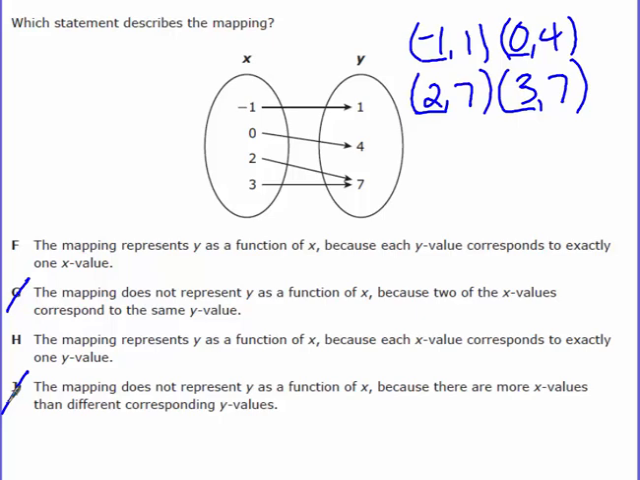And f says the mapping represents y as a function of x because each y value corresponds to exactly one x value. So we've got y value correspond to x, y to x, y to x, but this y value corresponds to a different x, but it's the same y value. Okay, so the y value corresponds to exactly one x value. This y value corresponds to two x values. So that one's not correct. Okay, we don't really care about the y value. We only care about the x. So if we look at h, the mapping represents a function because each x value corresponds to exactly one y value. And that would be the correct answer.